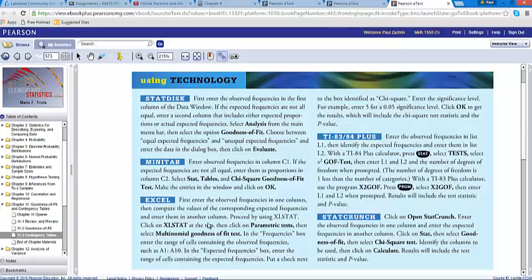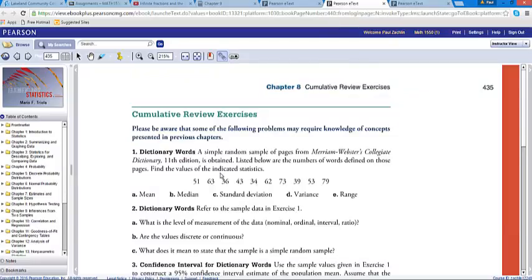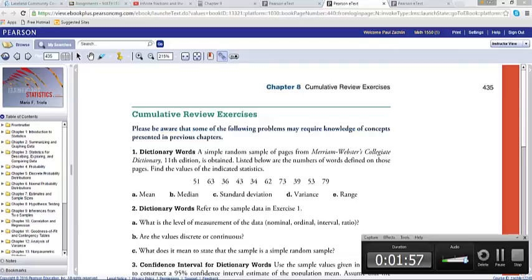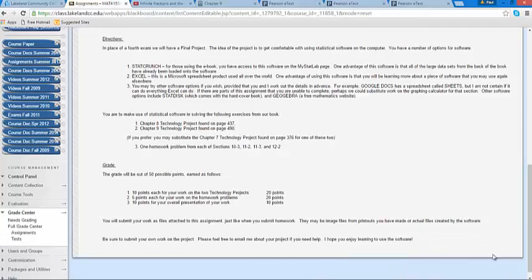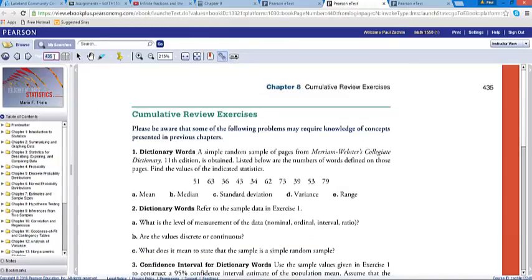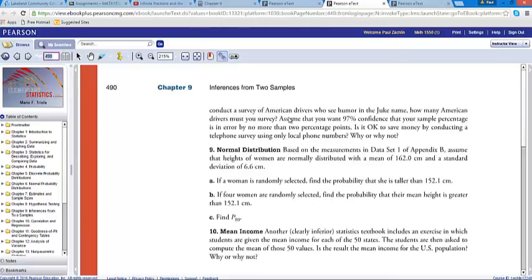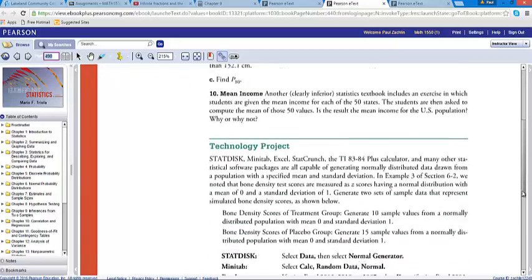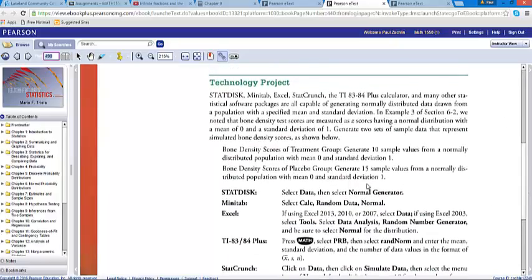Okay? And I thought maybe what I would do, rather than do these problems for you, is work on Chapter 9 a little bit. Here's Chapter 8. Let me jump to the Chapter 9 technology project, which it says is on page 490. So I'll go back to the book, type in 490, and I'd like to take a look with you at the project and see if I can make a few comments that will help. So here's the technology project, and I think I'm going to use StatCrunch, what comes with the Pearson website, as my technology.